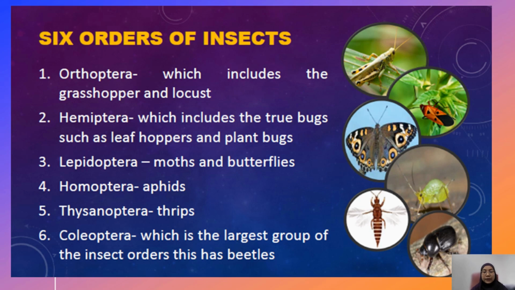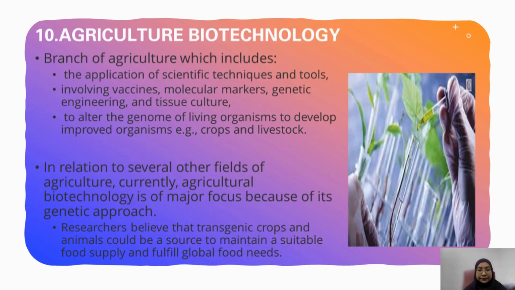So, examples of insects, there are 6 orders of insects: Orthoptera, which includes the grasshopper and locust; Hemiptera, which includes the true bugs such as leafhoppers and plant bugs; Lepidoptera, moth and butterfly; Homoptera, aphid; Thysanoptera, thrips; and Coleoptera, which is the largest group, the beetles. And the last one for the branches of agriculture.